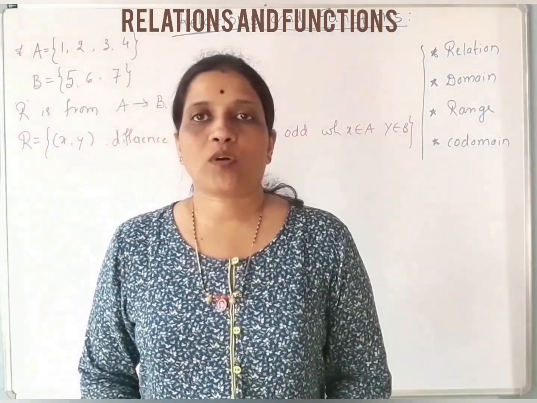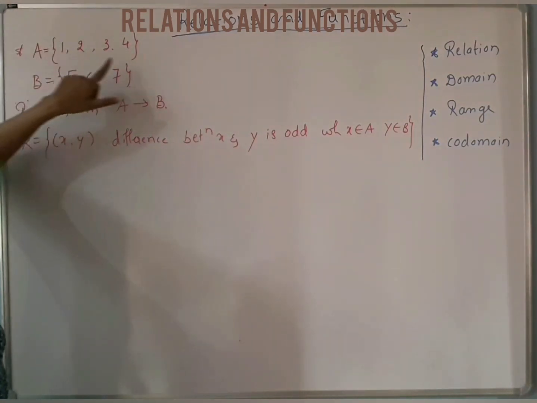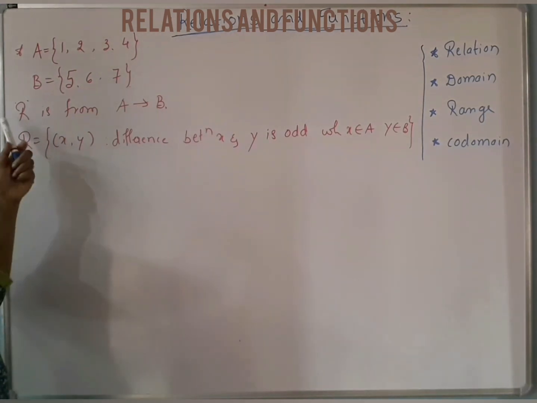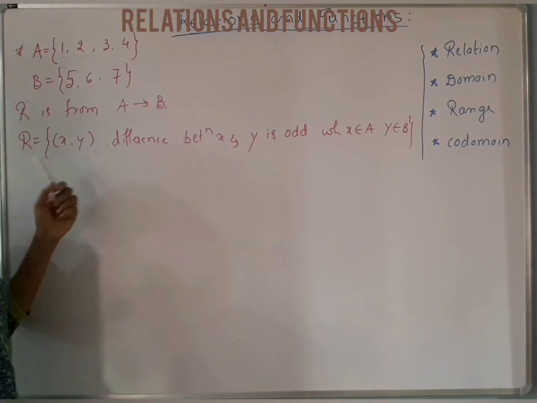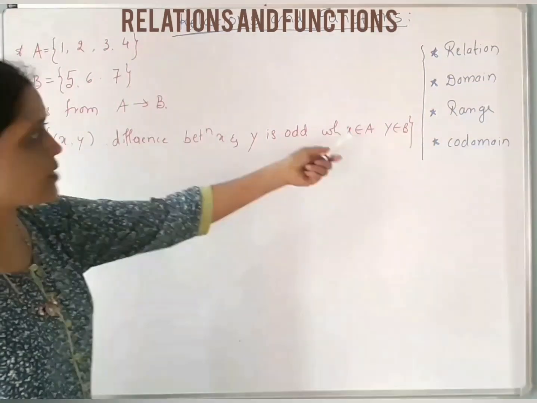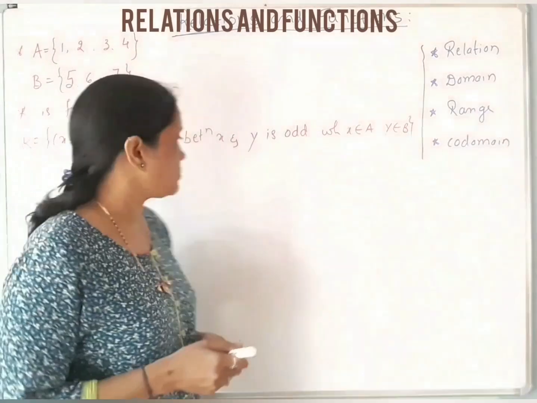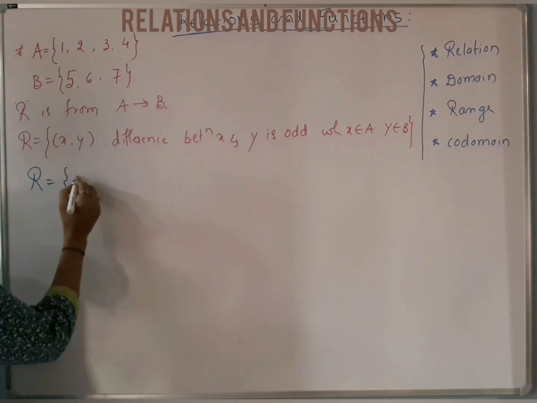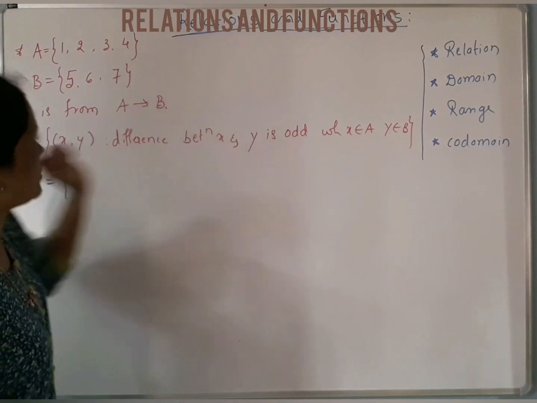To better understand what is a relation, I have taken one more example. That is A equals {1, 2, 3, 4}, B equals {5, 6, 7}. Relation R is from A to B, and R equals the ordered pair (x, y) such that the difference between x and y is odd, where x belongs to A, y belongs to B. So they have given it in set builder form. Let me reduce it to roster form, that is, the ordered pairs where the difference between the two elements is odd.